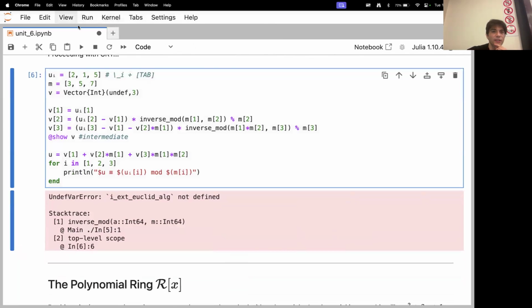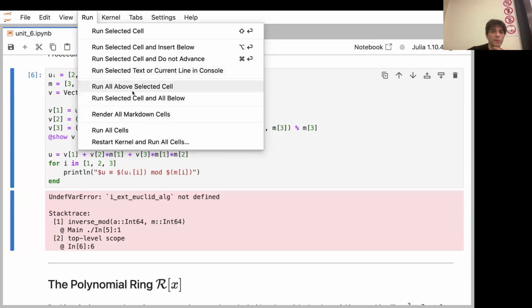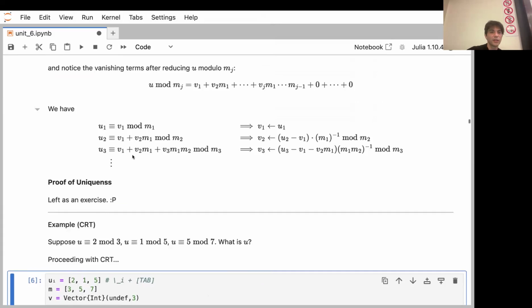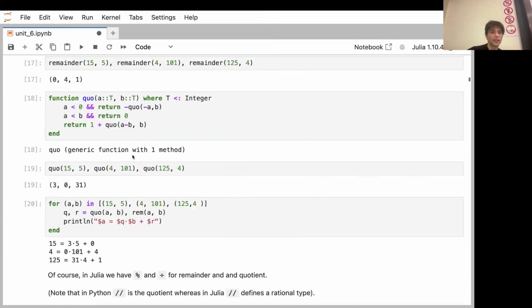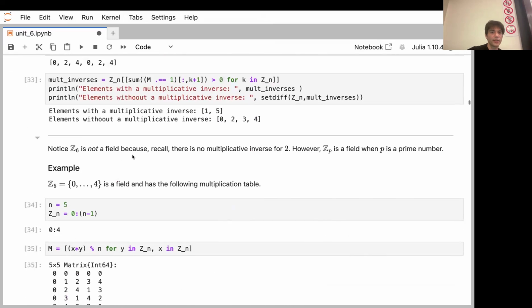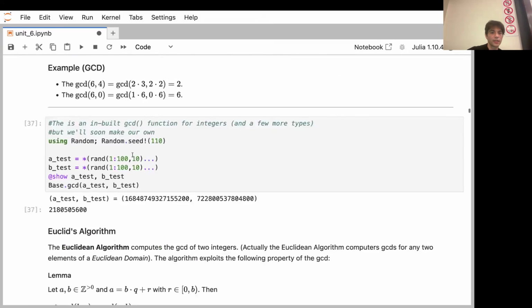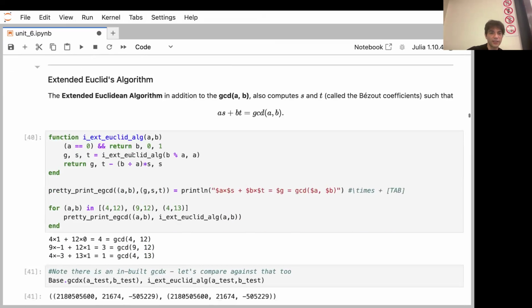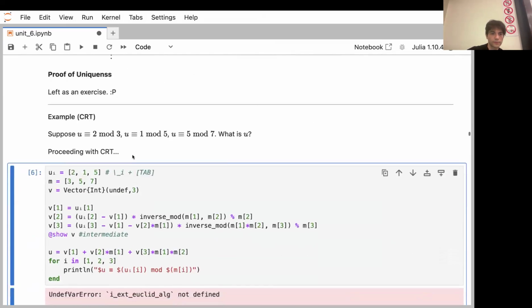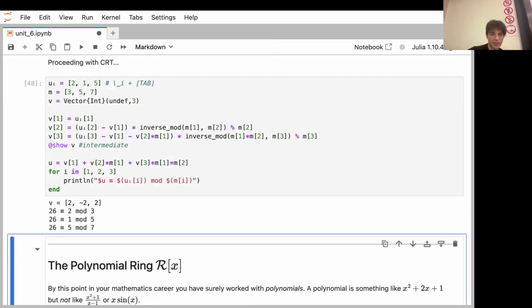So here we're all learning together. Run all above selected cell. Is it going to work? 24, 25, 26%, 28, 29, 30. All above selected, except for the one that I selected. That's fine. Let's try this now. Hooray.